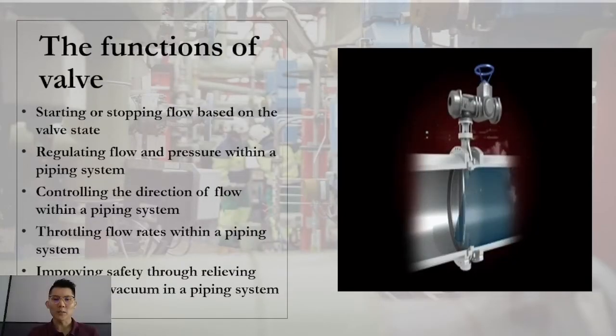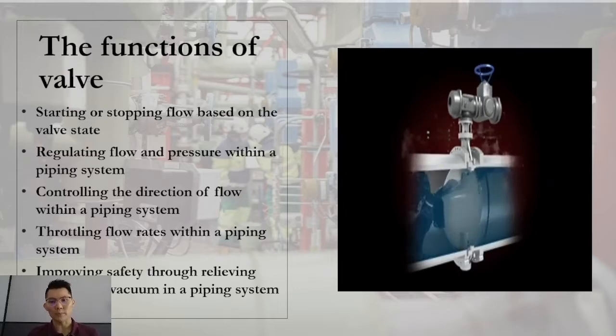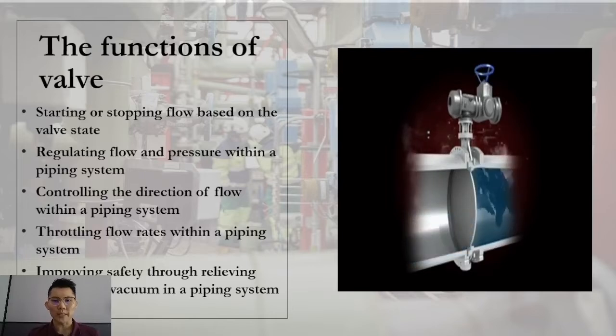Like just now we mentioned the principle, the function of a valve. We use it to start or stop, like your tap water again: you open it, there's water flowing out from the tap, or you stop it, you close it. So that is the valve state, open or closed. Another function is we use it to regulate the flow and pressure within a piping system.